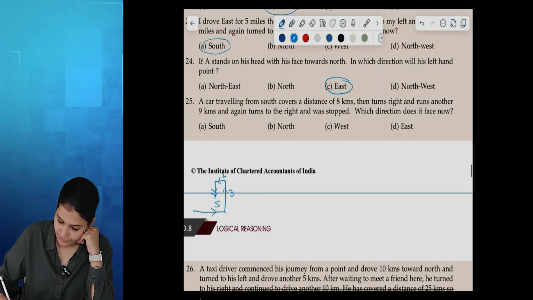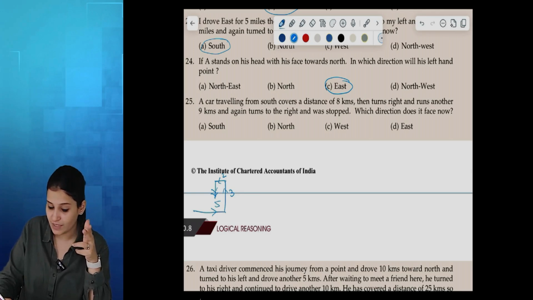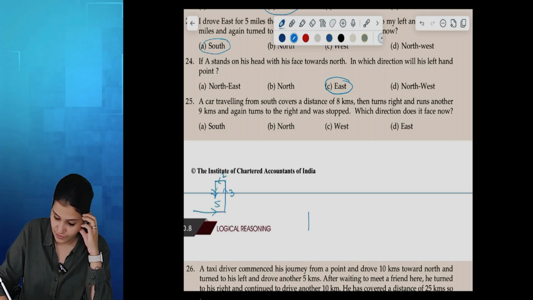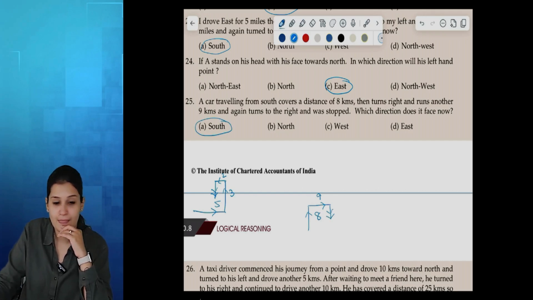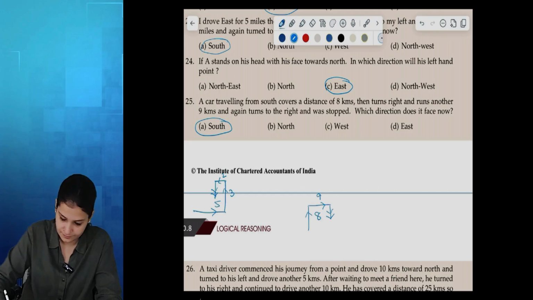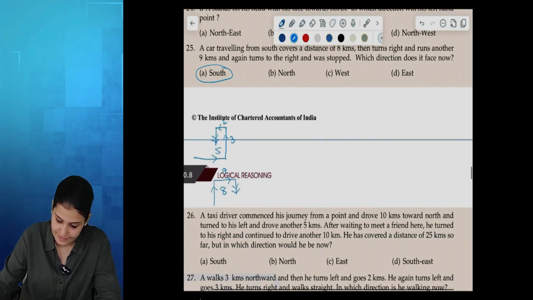A car traveling from south covers a distance of 8 kilometers. So, traveling from south, that means towards north, 8 kilometers. Turns right and runs another 9. Again turns to the right and the car is stopped. Which direction does it face now? South. Clear? Yes, ma'am. 26.